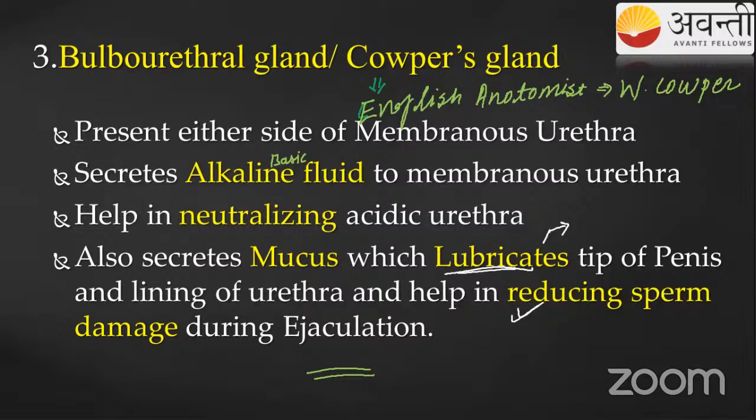Why is the pre-ejaculatory secretion important? Because the penile urethra is acidic in nature, and it needs to be neutralized. Again, the next function: it acts as a lubricant during copulation. That is the importance of the bulbourethral gland secretions.